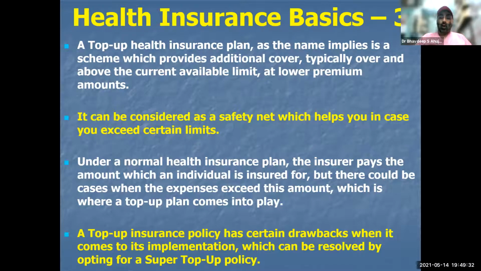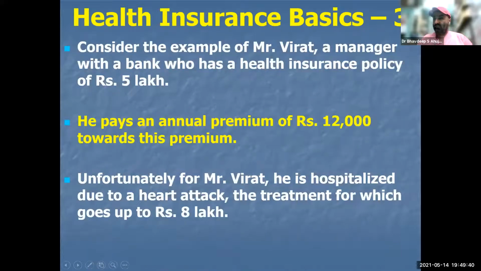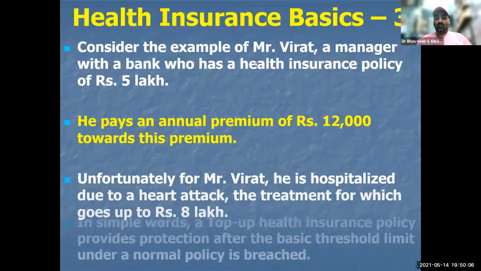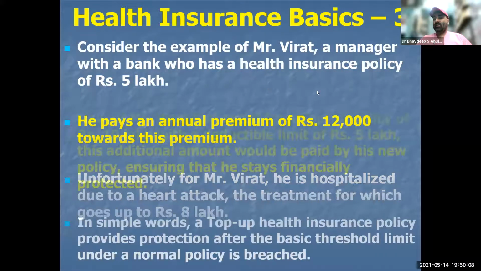So a top up will have some drawbacks, which can be resolved by opting for a super top up. Let's see those. So consider the example first for the top up. Then I'll go ahead with the super top up as well. So let's suppose he is a bank manager and has a health insurance policy of 5 lakhs. He pays a premium of rupees 12,000 towards the policy. And he's hospitalized with a heart attack. His treatment cost goes up to 8 lakh. So the insurer pays only 5 lakh and the remaining he would have to pay from his pocket.